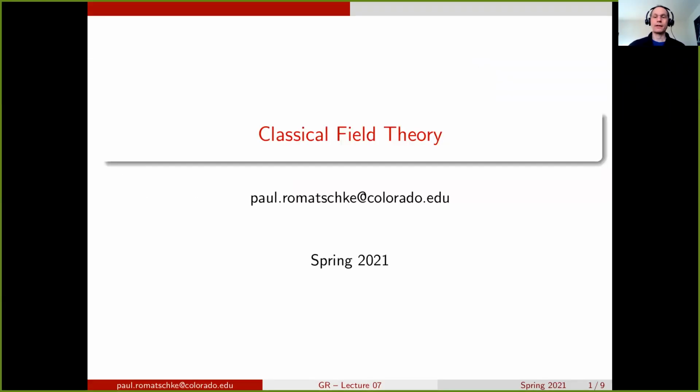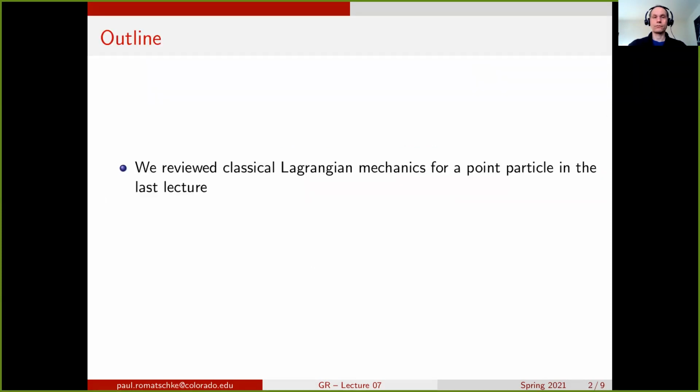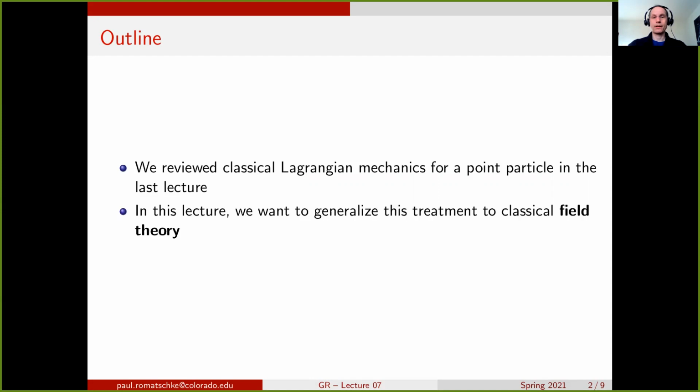In this lecture, we review the concepts of classical field theory. So recall that in the last lecture, we reviewed classical Lagrangian mechanics for a point particle. So in this lecture, we want to generalize the treatment from the point particle to classical field theory.